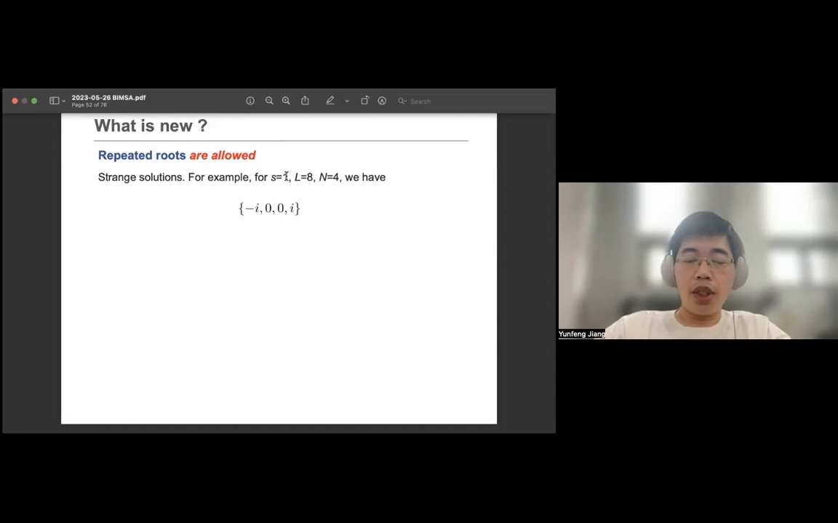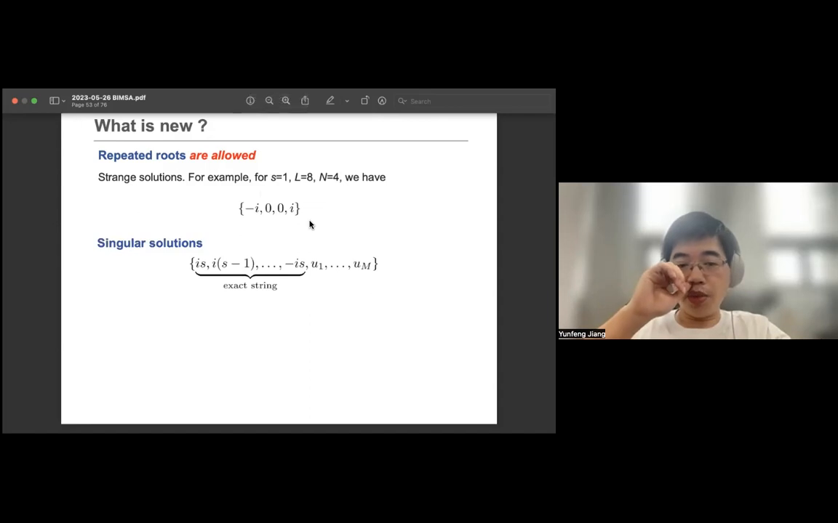For example, if you take spin 1, length 8, and 4 magnons, you'll find this solution where you have 2 zeros. So there are repeated roots. And these are called strange roots by Nepomechie and collaborators. So they're repeated, but they're physical. This is one of the crucial differences between the high spin case and the spin 1/2 case. And then, apart from the repeated roots, which are now allowed, there are also singular solutions, and they're still there. But in this case, the singular solutions are a bit more complicated.